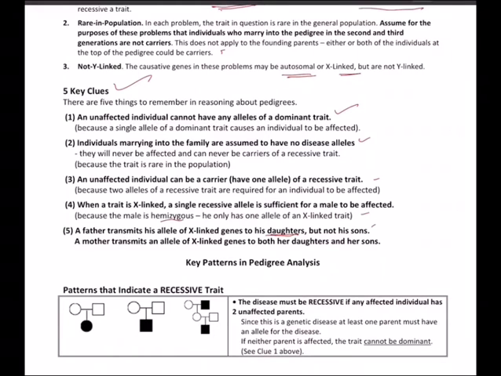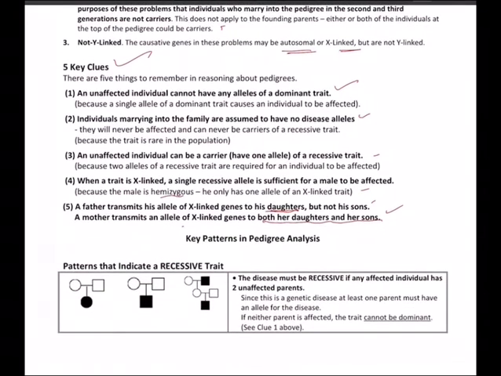See, father has got a lot of affection for sons. And a mother, on the other hand, transmits an allele of an X-linked gene to both her daughters and sons. She doesn't show any difference. So, key patterns in pedigree analysis.